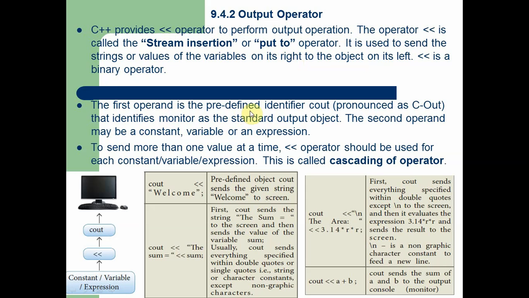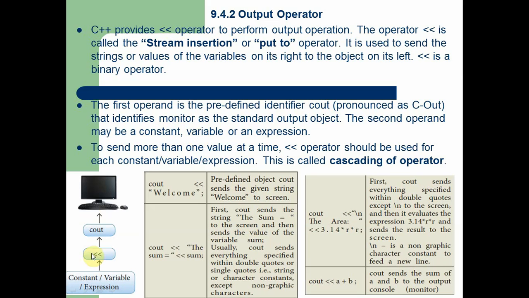The first operand is the predefined identifier called cout. So cout should be pronounced as "C out". That identifies the monitor as the standard output object. The second operand may be a constant, variable or expression. So this put-to operator needs two operands. The first operand is cout. The second operand may be a constant, a variable or any expression.